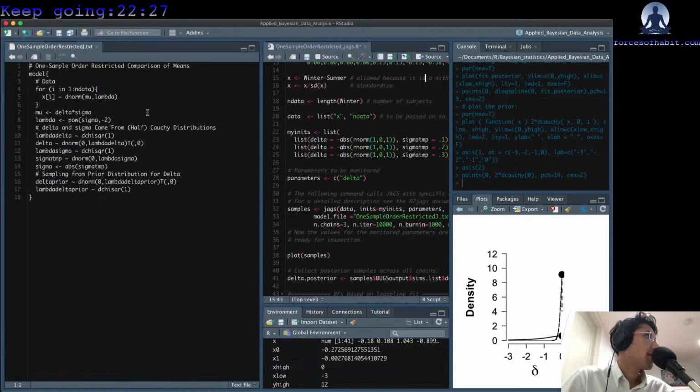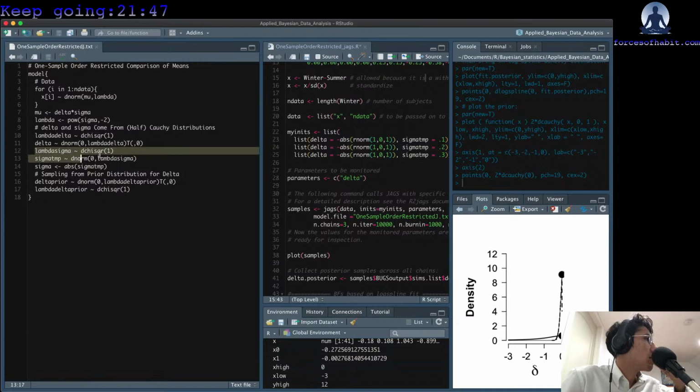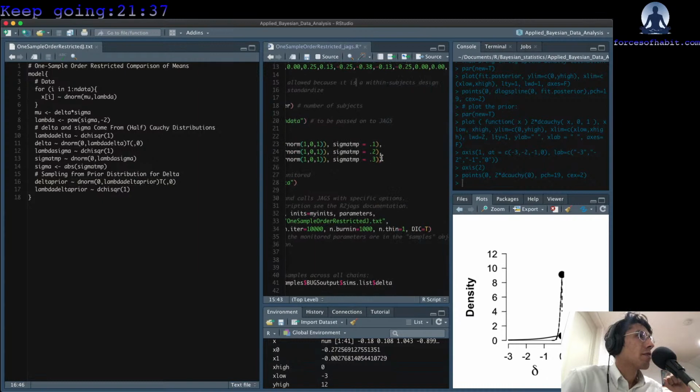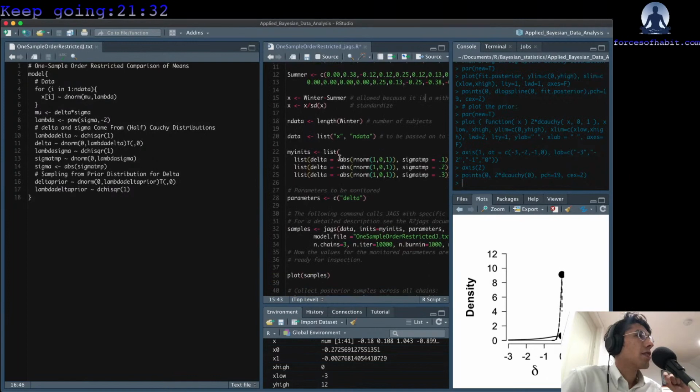Data is still distributed lambda mu. Mu is still calculated doing this, a combination of delta and sigma. Lambda is still estimated here. We still use a Cauchy distribution, but now delta is normally distributed, lambda delta, with an interval set, so T here, from negative infinity to zero. So now we specify it being a restricted range. Lambda sigma, same thing. And now dnorm, we make it so that the interval is restricted here. And then negative, so we make sure all these are negative here.